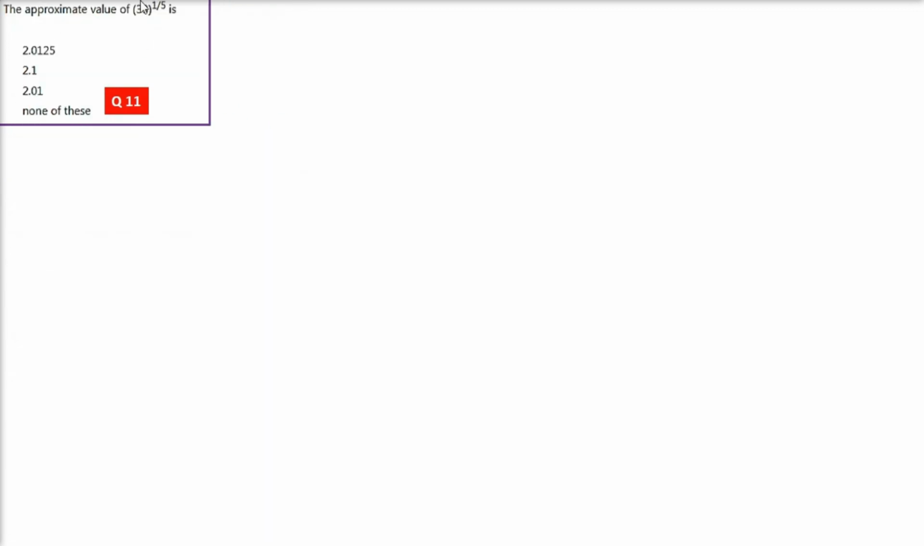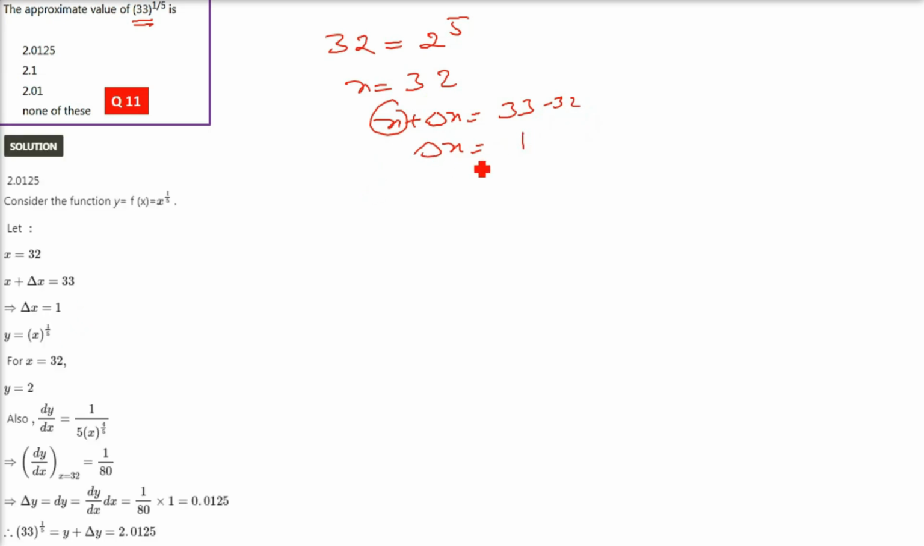The approximate value of 33 to the power 1 by 5, or 33 raised to 1 by 5, is. So these questions have already been dealt with by us, but let us solve it for the sake of completion. 32 is what? 2 to the power 5, and we have 1 to the power 5. So x has to be 32, delta x has to be 1, that is x plus delta x is 33. 33 minus 32 is going to be 1, so delta x is 1.